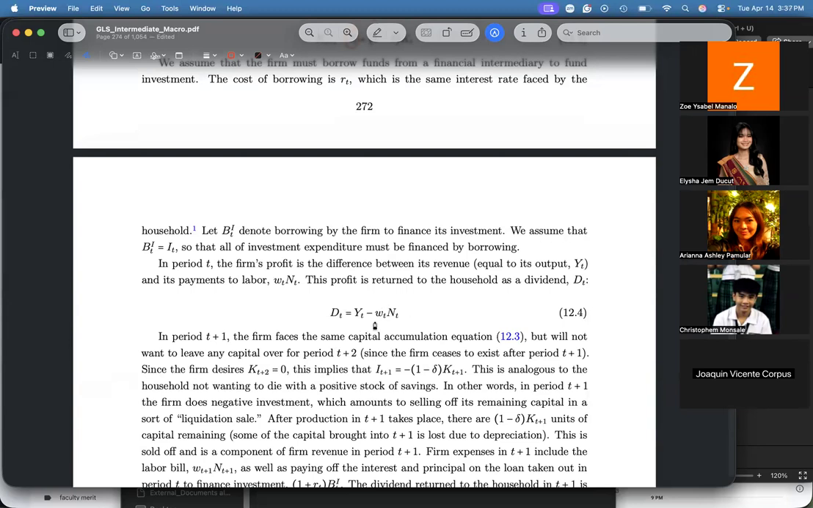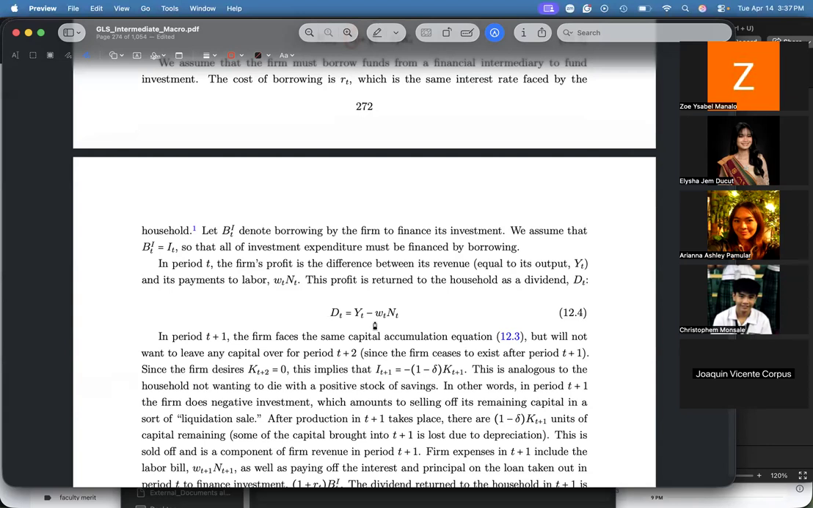Okay. So I have a question for you guys. Based on the story that we've been telling so far, what happened to investment? Why, in period T, this is your profit? Wala ka bang babayaran in period T when it comes to investment? What's the answer to that? The answer is wala. Kaya wala siya diyan sa 12.4.